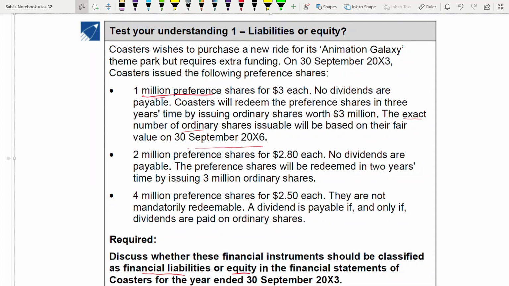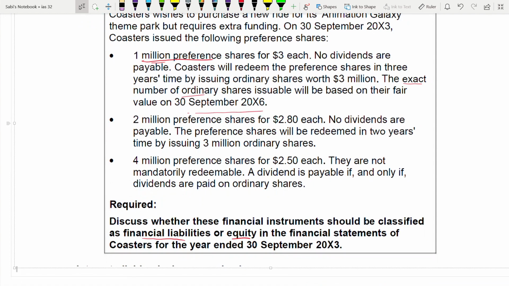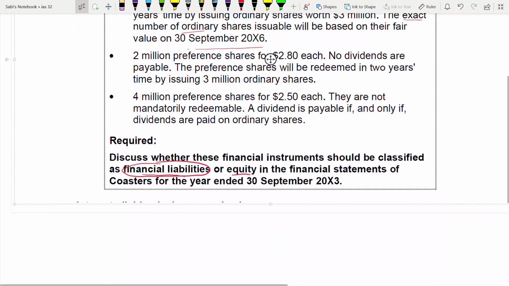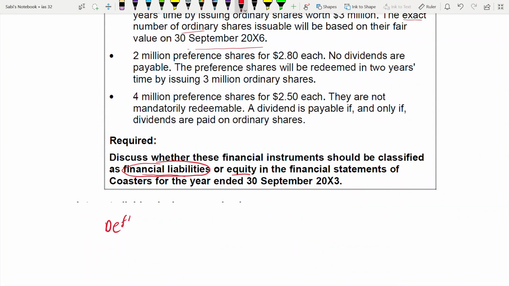Go by the definition of financial liability. Start with the definition of financial liability. You start with the definition only the first time. For the second and third, you don't have to define what is financial liability every time.